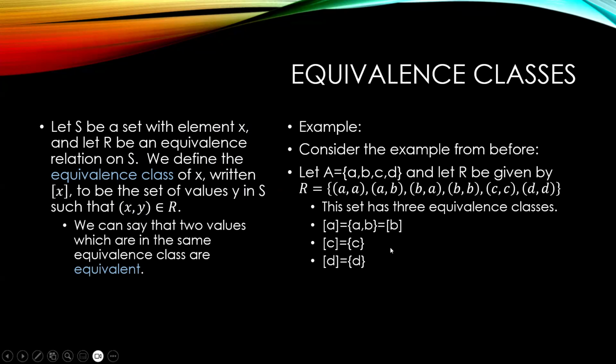Consider the example from before: AB, BA, BB, CC, DD. This set has three equivalence classes. We have the equivalence class of A, which includes anything with A or B in it. We have the equivalence class of C, and we have the equivalence class of D. Essentially, this is saying A is equal to B, and then C and D are their own independent things.